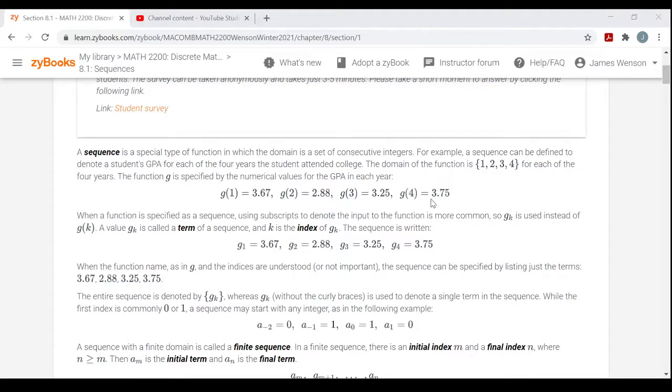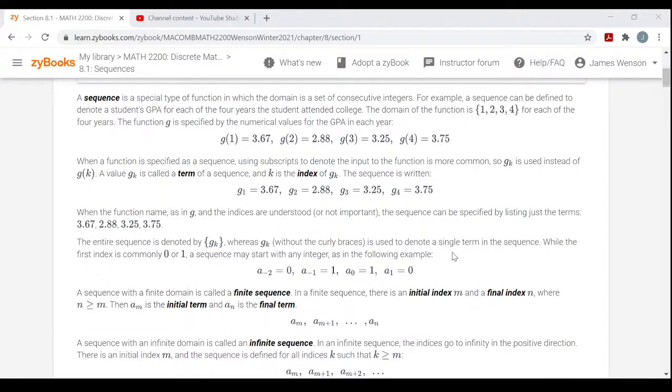So the sequence up top here, instead of g of 1 equals, g of 2 equals, it's g sub 1 is 3.67, g2, g3, g4: first term, second term, third term, fourth term of this 4-term sequence. When the function name, as in g, and the indices are understood or not important, the sequence can be specified by just listing the terms. Put the GPA for the first year, second year, third year, fourth year, again, as long as it's understood what the sequence is representing.